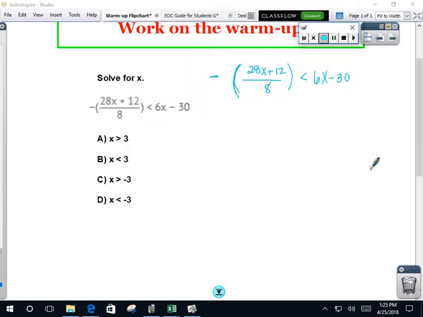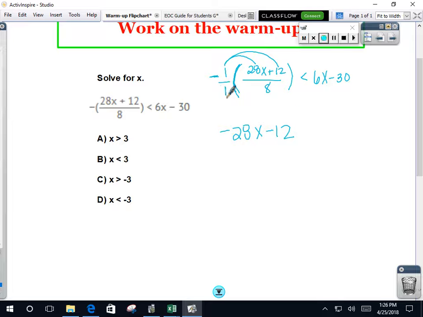Is I am going to actually solve it. Like I'm going to pretend like I didn't have choices and I'm going to solve for x, get x by itself. Well, this negative on the outside, you've got to consider is a negative 1. But since it's by a fraction, I'm going to make it a fraction. So now I distribute the negative 1 to everything over there. So that becomes negative 28x minus 12.